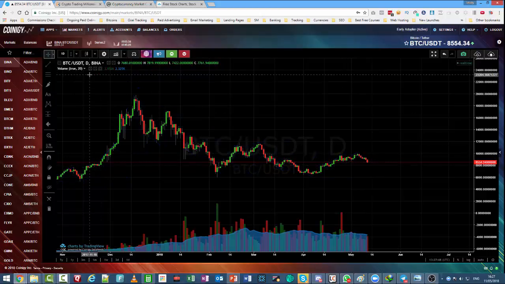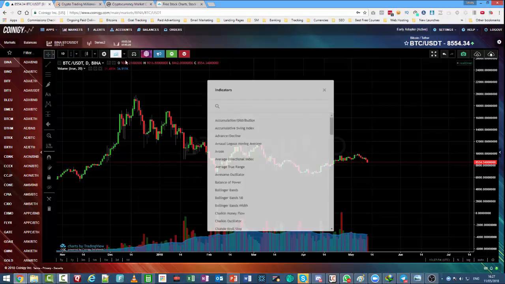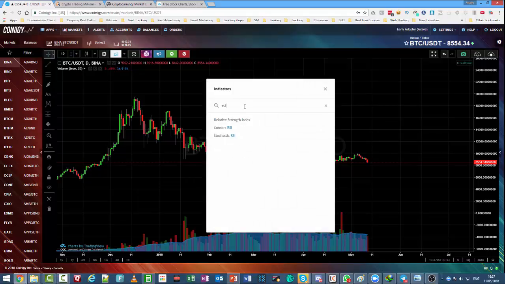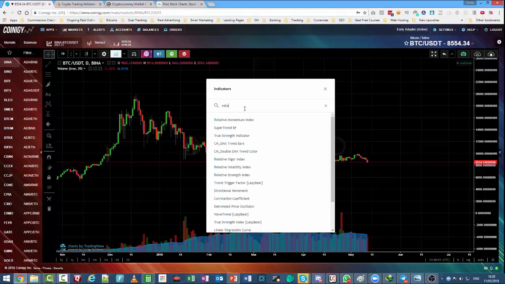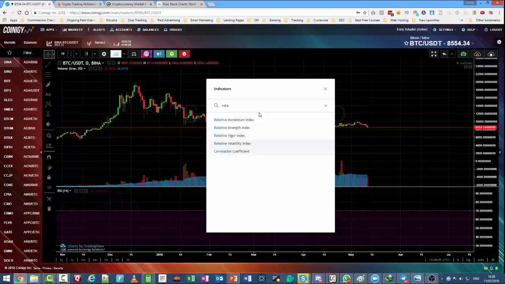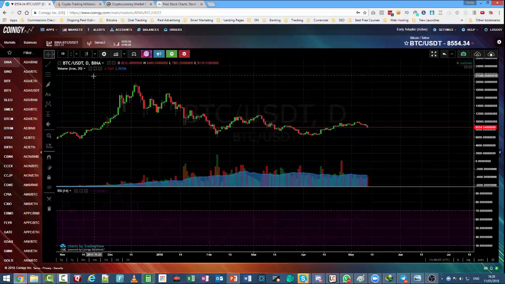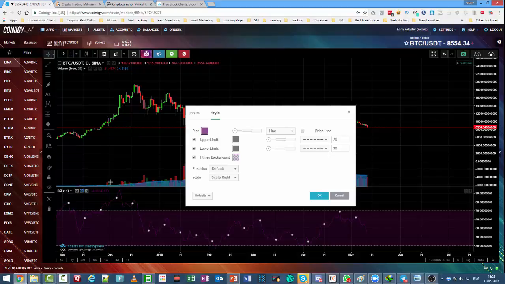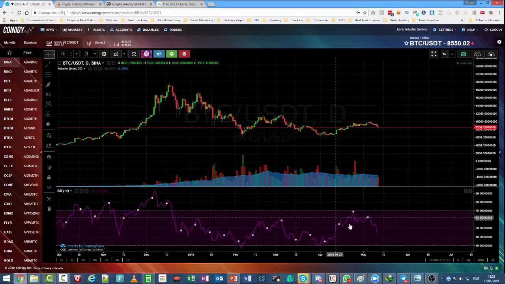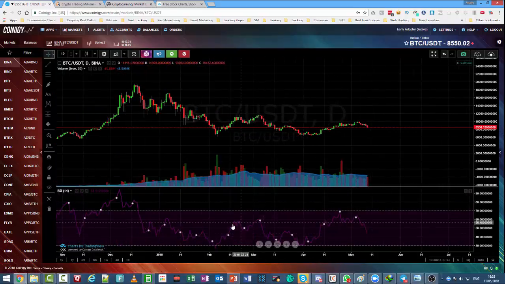Next is the relative strength index. If I search for RSI, relative strength index, this is it. I can put it in a different color and make it thicker right here for you. This one shows you if the market is overbought or oversold.